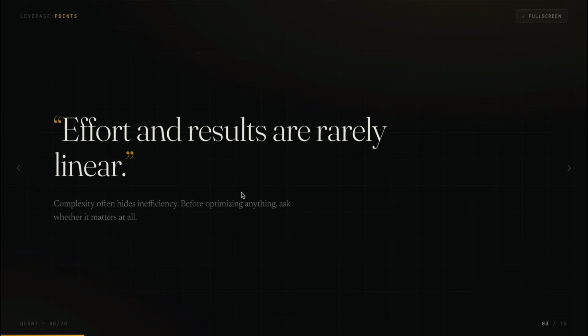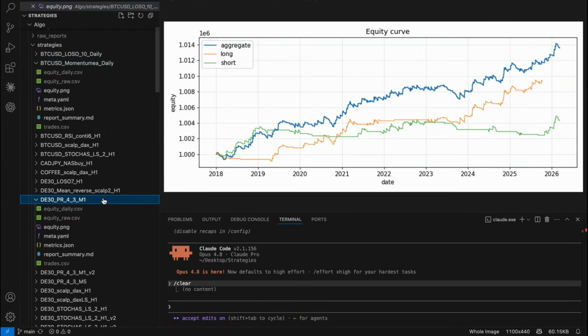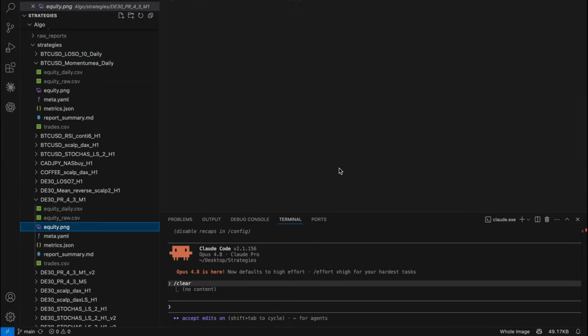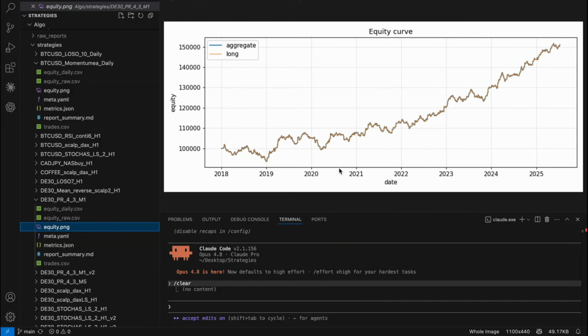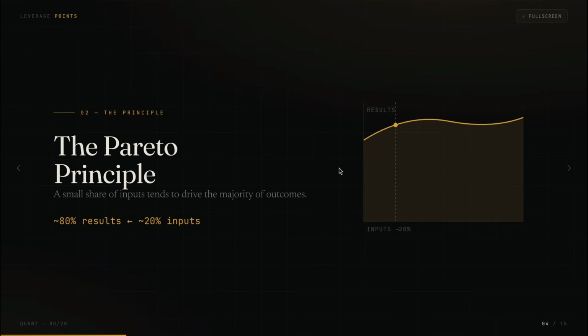Effort and results are rarely linear. You have to understand that, of course, you can spend 100 hours trying to build some type of alpha. In the end, if you find something that has the same correlation with the other strategies, it doesn't make any sense because you lost time. That's why I'm showing you the Pareto principle and the leverage point.